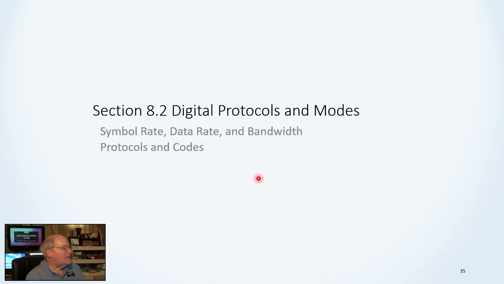Okay, we're going to talk about some interesting things now. Symbol rate, data rate, bandwidth, protocols, and codes. A lot of this material changed in the current edition of the license manual. And since we're in the third year now of this license manual, it'll be changing next year. Or actually, it's in July of this year, isn't it, Gary? No, it's next year. Oh, it's next year, okay. I would imagine that a lot of the information that we're seeing in this section will be updated or changed, because digital is moving so fast.